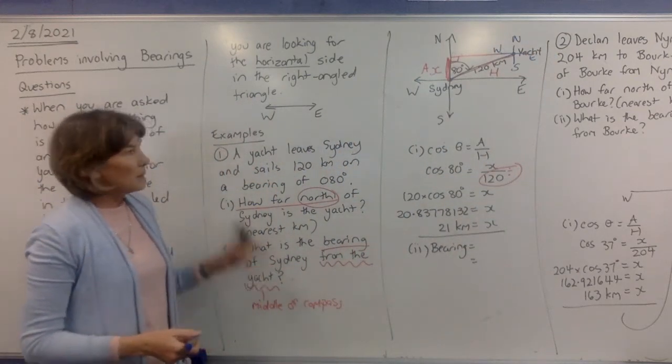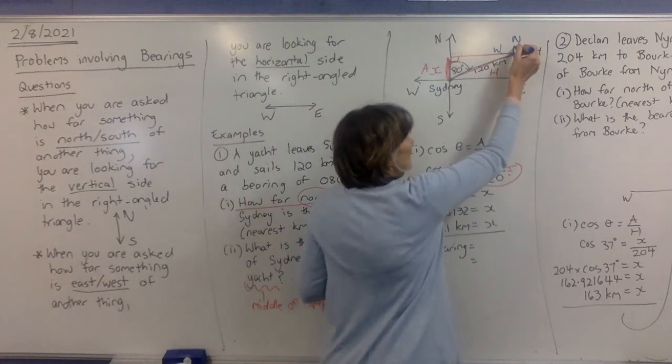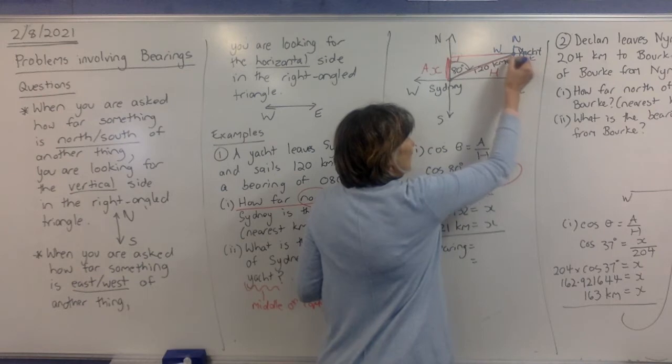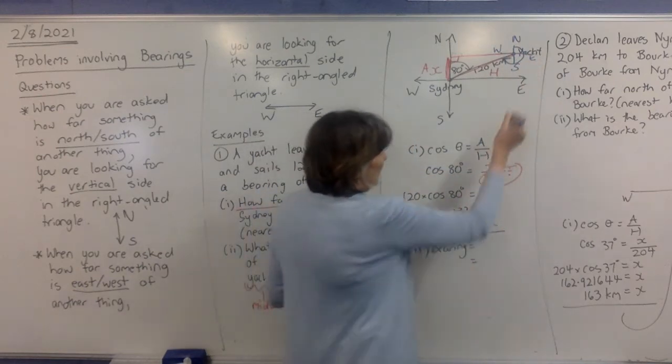So now we're going to get the bearing of Sydney. We're going to start on our new compass here, go from north clockwise till we get that line heading off to Sydney, and that's the angle we're trying to find for our bearing.